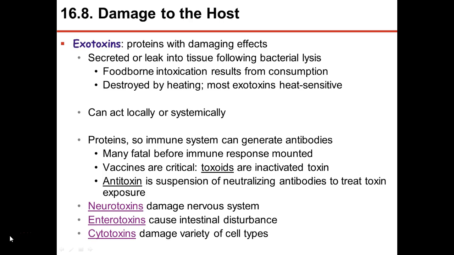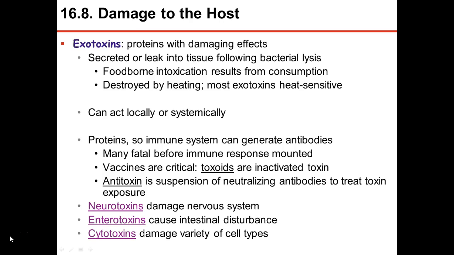Now, if a patient comes in that hasn't been vaccinated, or maybe their vaccine antibody titer levels aren't high enough, we do have availability of antitoxins, which are essentially just antibodies that have been isolated to treat people that have been exposed to these toxins. And so, very much like a snake bite, we have antivenom. Here's antitoxin for the toxins produced by the bacteria.